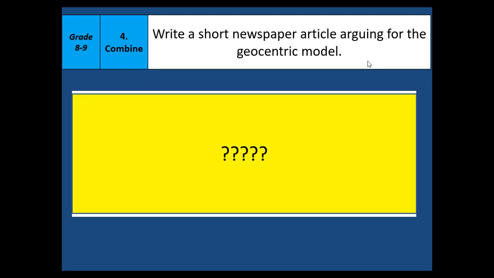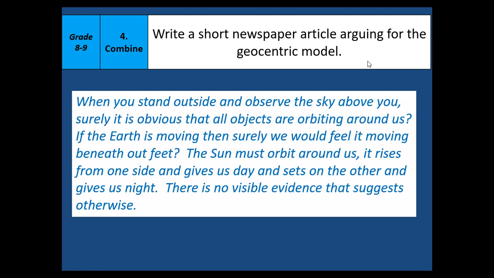And a sample answer for the short newspaper article arguing for the geocentric model. So when you stand outside and observe the sky above you, surely it's obvious that all objects are orbiting around us. If the Earth is moving, then surely we would feel it moving beneath our feet. The sun must orbit around us. It rises from one side and gives us day, and sets on the other and gives us night. There is no visible evidence that suggests otherwise. That's an example of what you could have written.